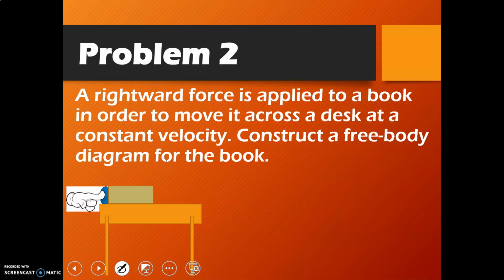All right, number 2, a rightward force is applied. So in this scenario, we have an applied force. So remember, that's going to be Fp. To a book in order to move it across a desk at a constant velocity. Constant velocity. So that means it's just going the same speed the entire time it's crossing the table. 2 meters per second the whole time. It's not accelerating. And we're going to construct a free body diagram for the book.